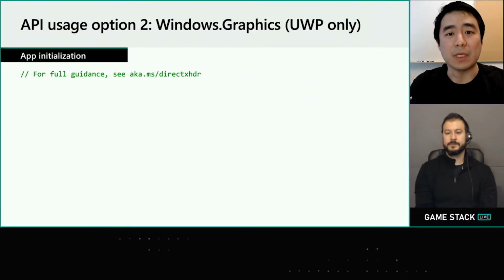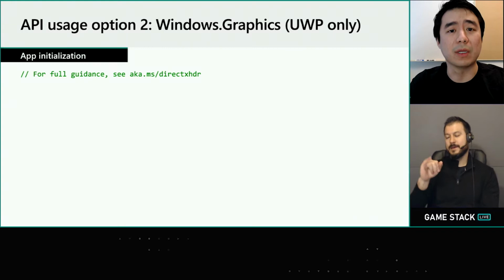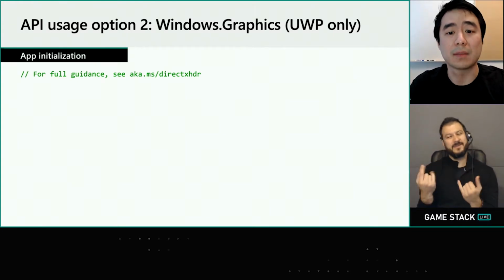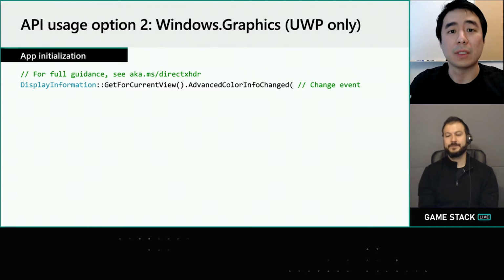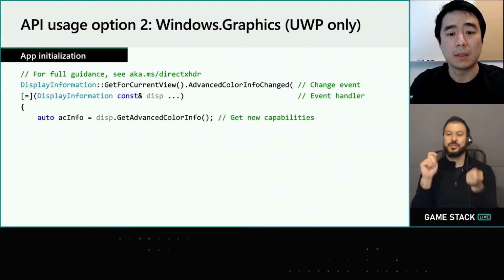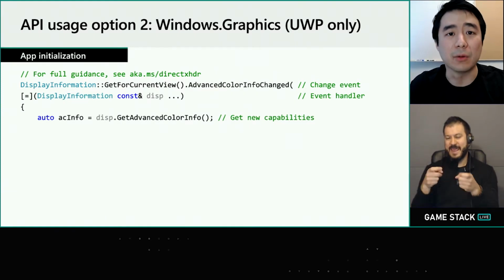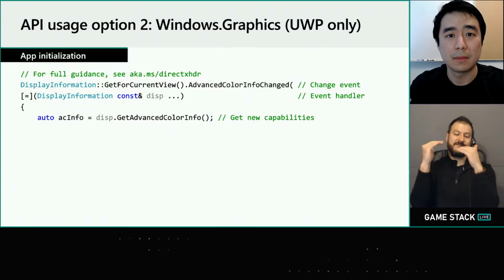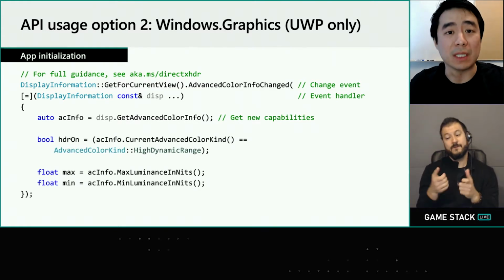The second option is a Windows Runtime API. It's a little more flexible, but today it's only available for universal Windows apps. We provide an event handler called Advanced Color Info Changed. You implement your event handler and then grab the Advanced Color Info object. And from there, the same information is available.